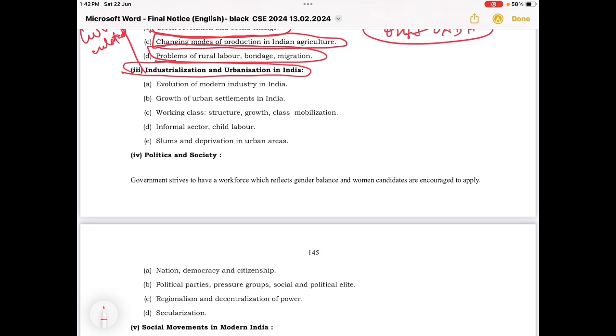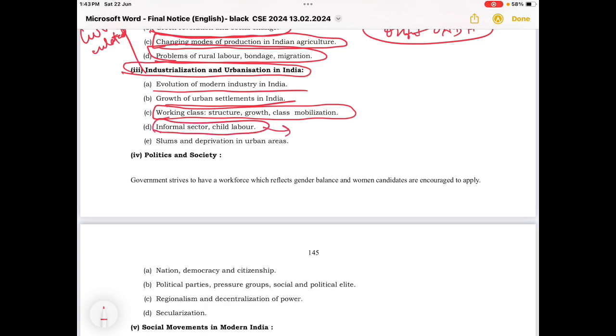Due to unplanned urbanization these things happen, and many urban societies are facing these kinds of problems. The density of society has developed so high that these problems are very prominent. So we will see about modern industry in India, the growth of urban settlements, how the working class came to urban society and how it impacted the growth rate and development of urban society. We will see the informal sector and child labor.